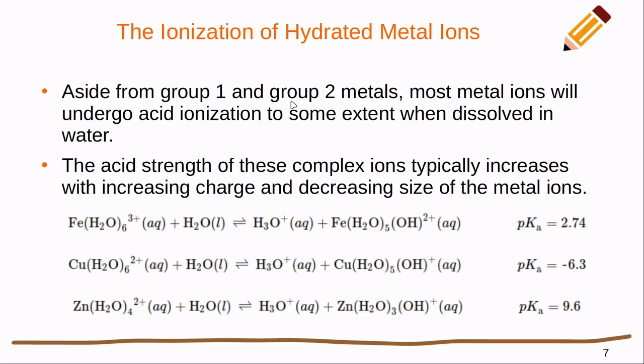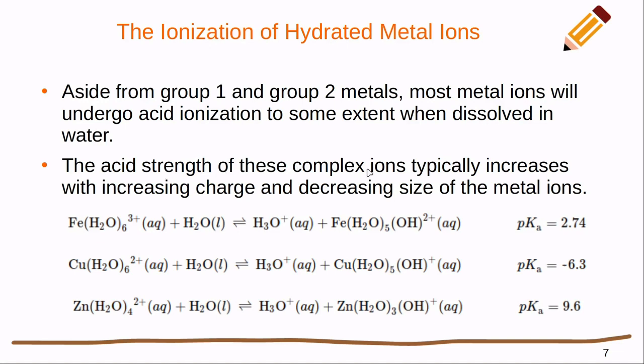So aside from group 1 and group 2 metals, which includes the sodium that we discounted before, most metal ions will undergo acid ionization to some extent when dissolved in water. So the big takeaway: when we have group 1 and group 2 metals, we're not seeing any hydrolysis. When we don't have that, we're going to have to start to consider hydrolysis.